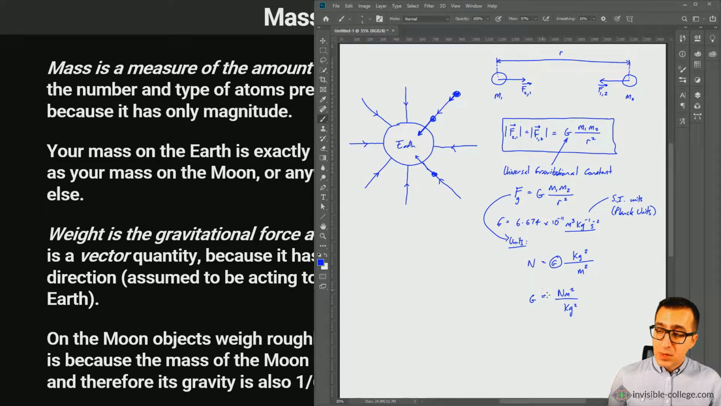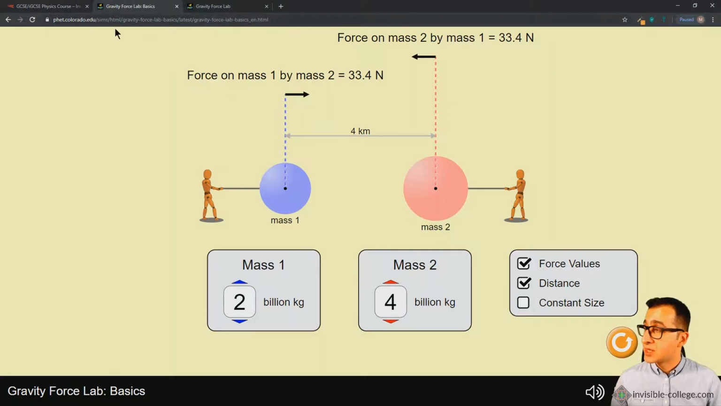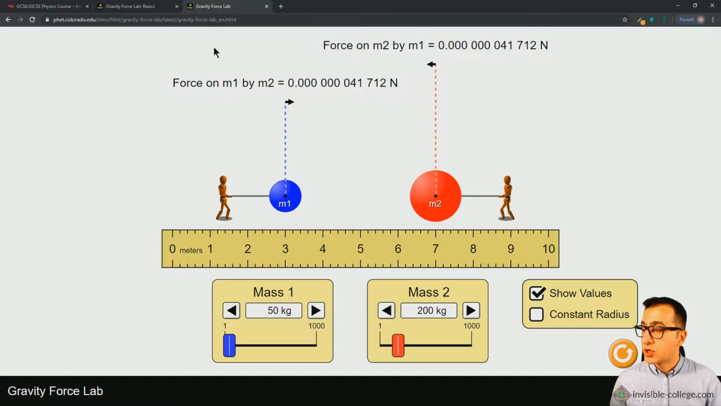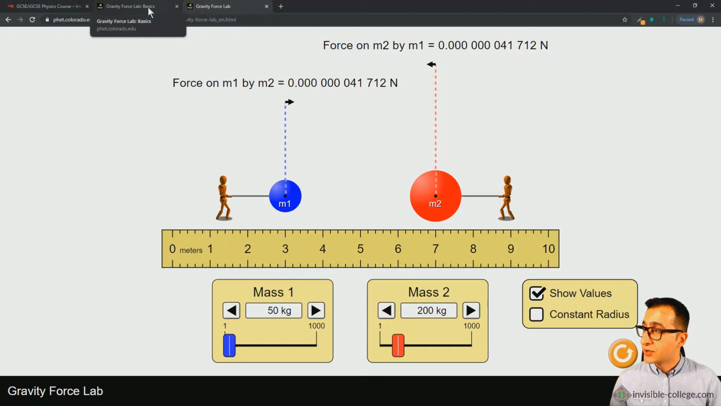In order to get a bit of practice and a better understanding of the law of universal gravitation and how gravity actually works, I would thoroughly recommend, again, having a look at these two simulations that you can find on the PhET website. If you just type in PhET and then the word simulations into Google, you'll find this website from the University of Colorado Boulder, where you'll find a lot of different useful simulations that you can play around with, including this one. Now, this sim comes in a couple of different versions. There is a basics version and a more advanced version. I'm just going to show you the basic one here for the moment. You can check out the more advanced one for yourselves.